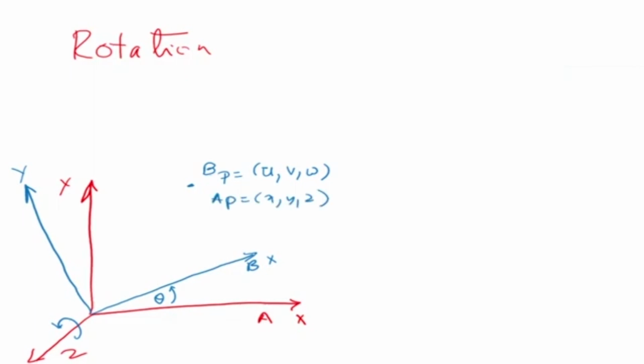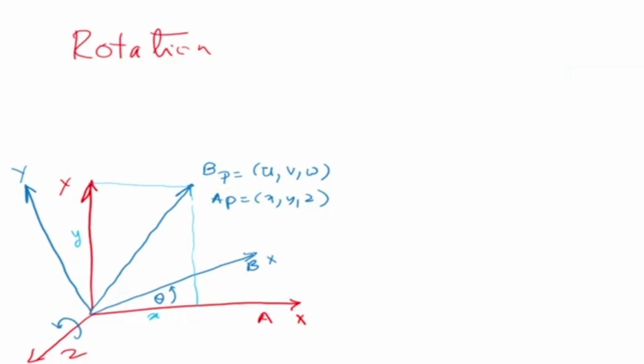Because frame B is rotated with respect to frame A, the coordinates x, y, z and u, v, w will not be the same. Let us see what this means. We have this vector here. What is the meaning of x, y, z? It is the projection of this point on the x-axis of A and the projection on the y-axis. So this is my x, that's my y.